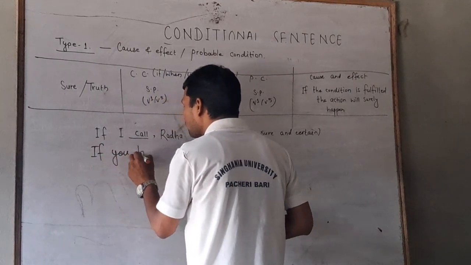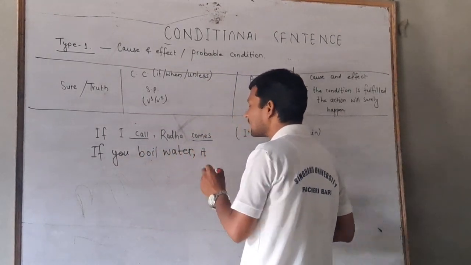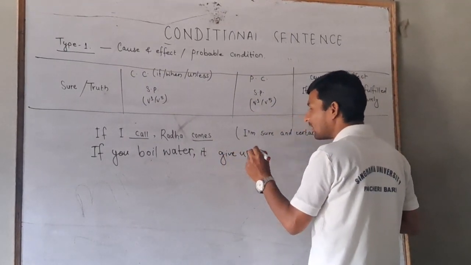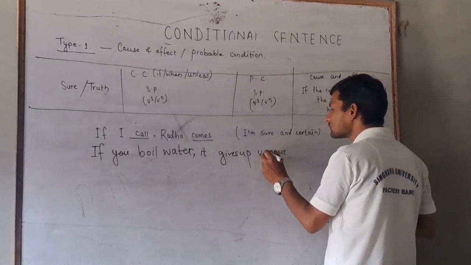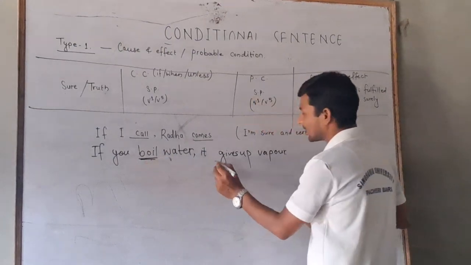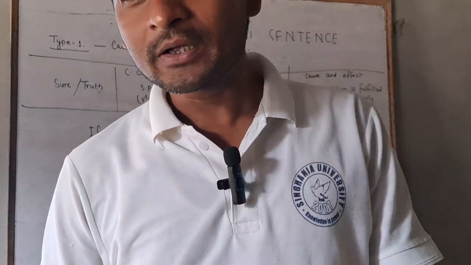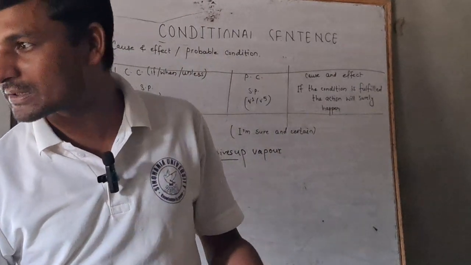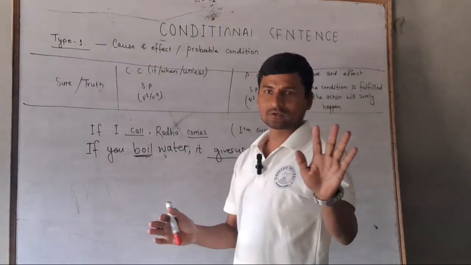If you boil water, it gives off vapor. Look, if you boil water, boil is simple present, so it gives off, simple present. When you cut it, it bleeds. When you cut it, it bleeds, simple present. When you bathe, your body gets wet.